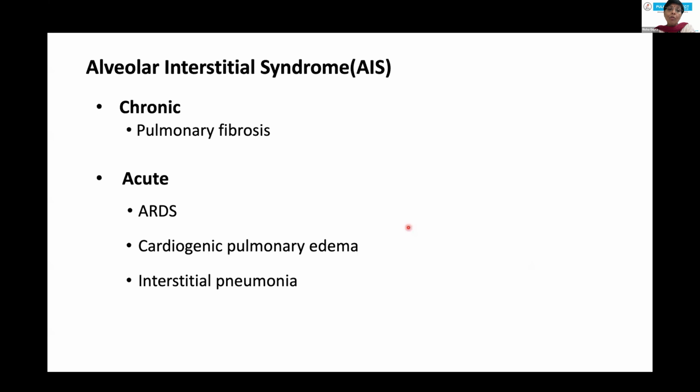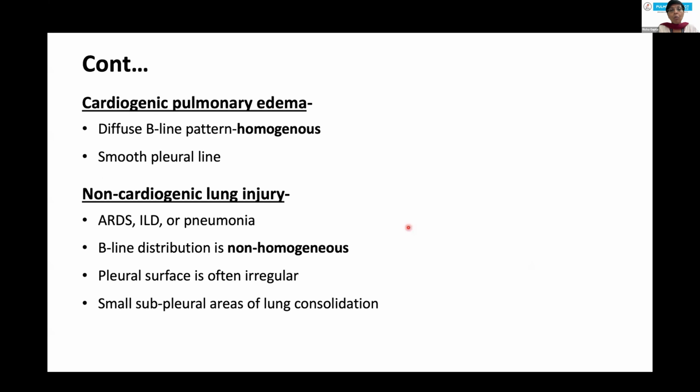Chronic is seen in pulmonary fibrosis. Acute can be seen in ARDS or cardiogenic pulmonary edema or interstitial pneumonia. What do we see is the B line. That is how we diagnose.